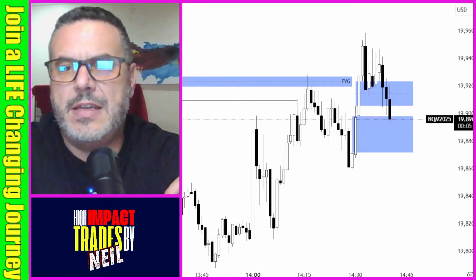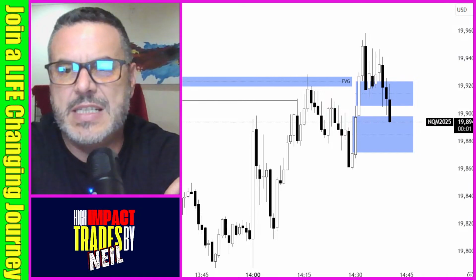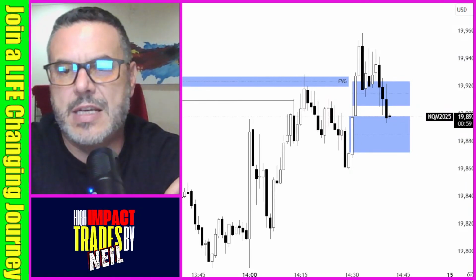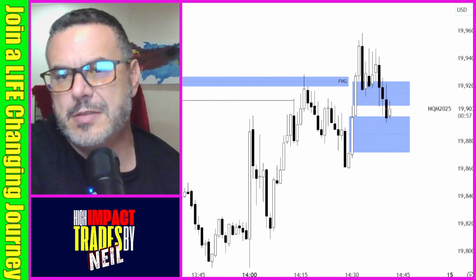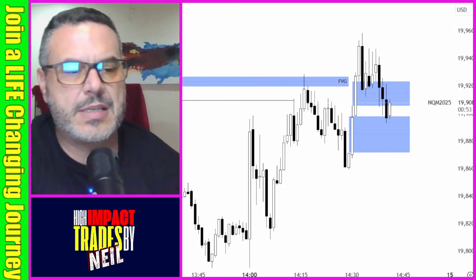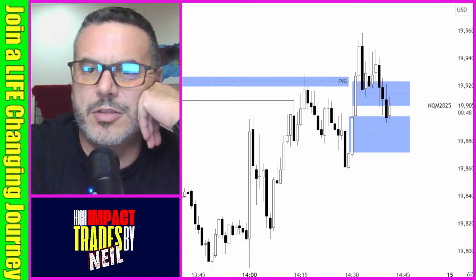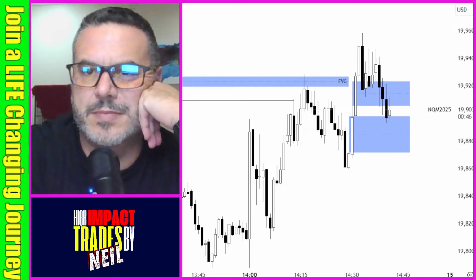And anything else, you've got to dial back your risk to something tiny if you want to try those other setups. So if you are a 2% risk guy on your A plus setups, then you can't risk 2% on another setup.